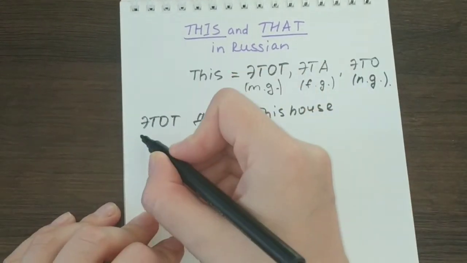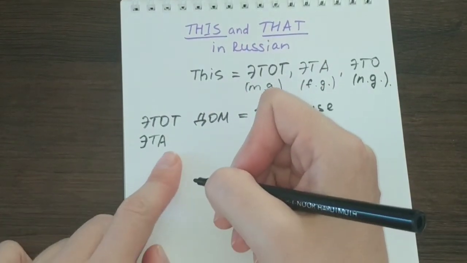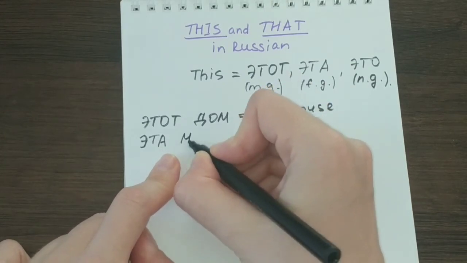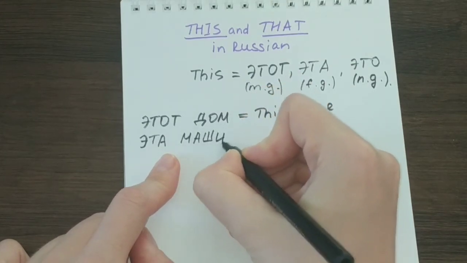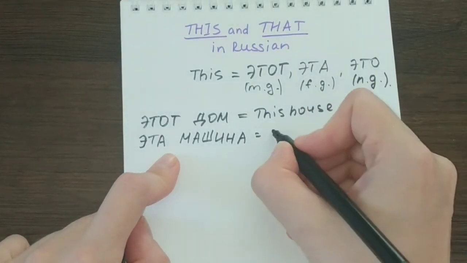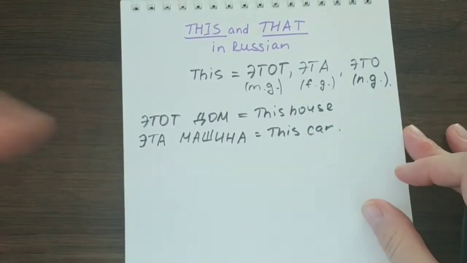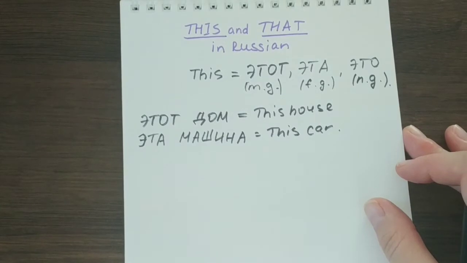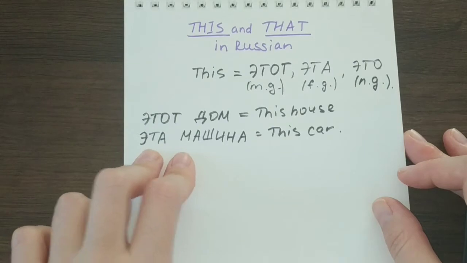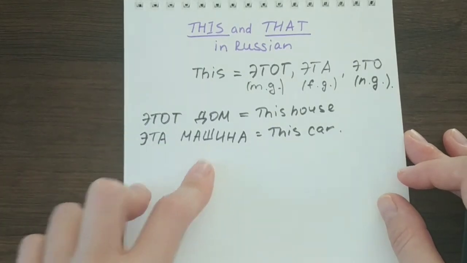Next we have эта, which has the same meaning, but is only used with the nouns of a feminine gender. And let's take this one, which is машина. Эта машина. Эта машина means this car. Again, we're talking about the car that you are standing beside, or something like that. So this car means эта машина. Эта is used because the noun is of the feminine gender.